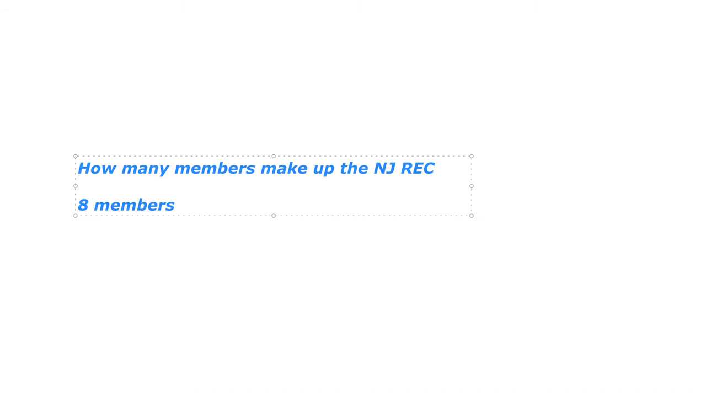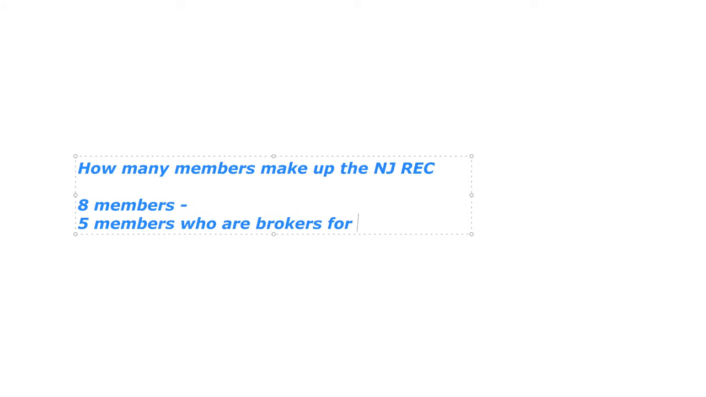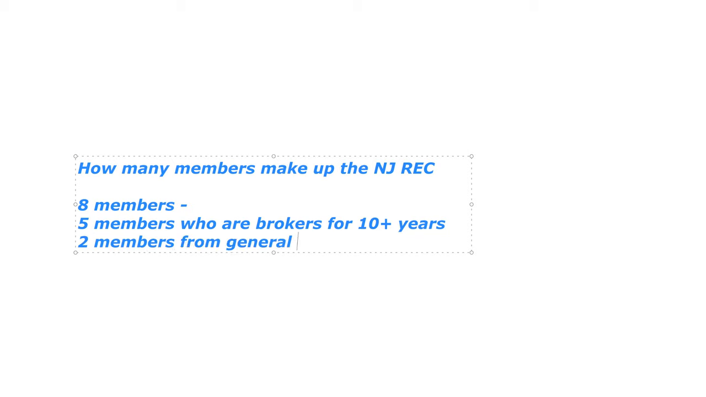Mob rule. When you see everyone write 8, you go, oh, man, maybe that's the number. So there are 5 members who are brokers for 10 plus years. 2 members from the general public. And when I say general public, I mean people who are accountants, not in the real estate field, people that are just in different fields. These serve for 3-year terms. And then there's one last one, which is the government seat.